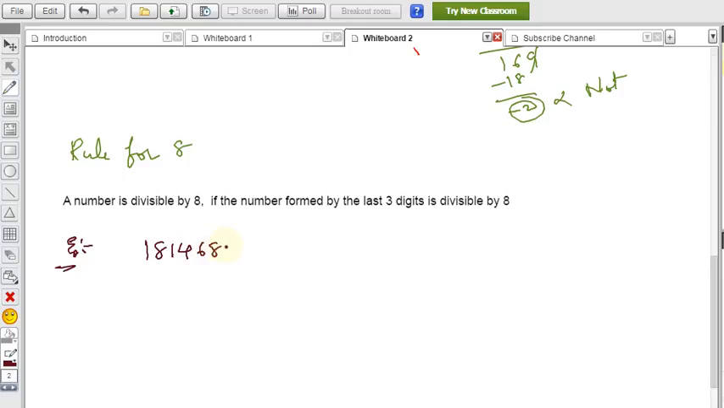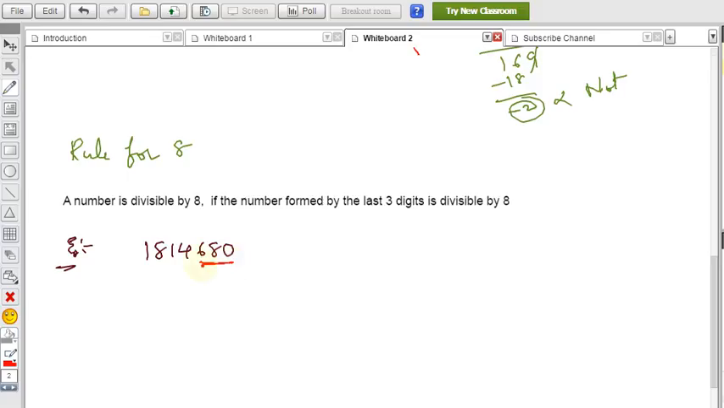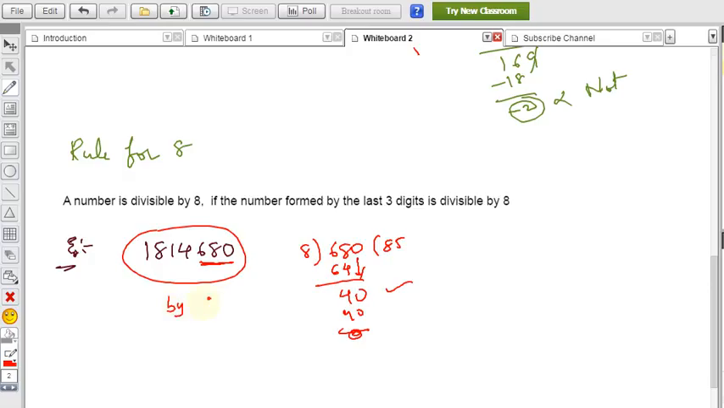For example, 181468 0. The last 3 digits are 680. If 680 is divisible by 8, then the whole number is divisible by 8. Only 680 you can check with the 8 table: 8 times 85 is 680. Yes, so 680 is divisible by 8. Then this whole number is also divisible by 8.